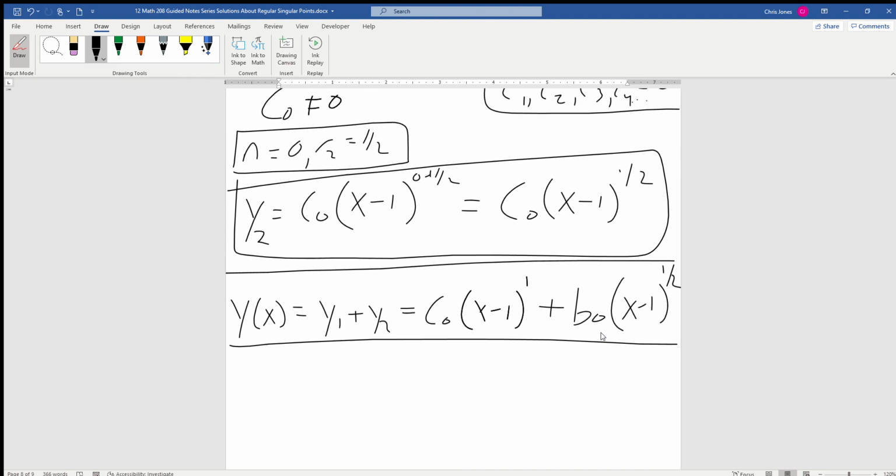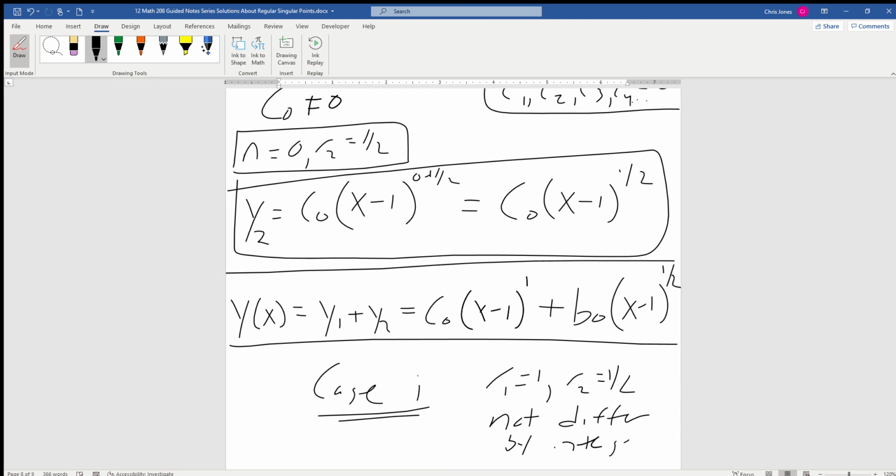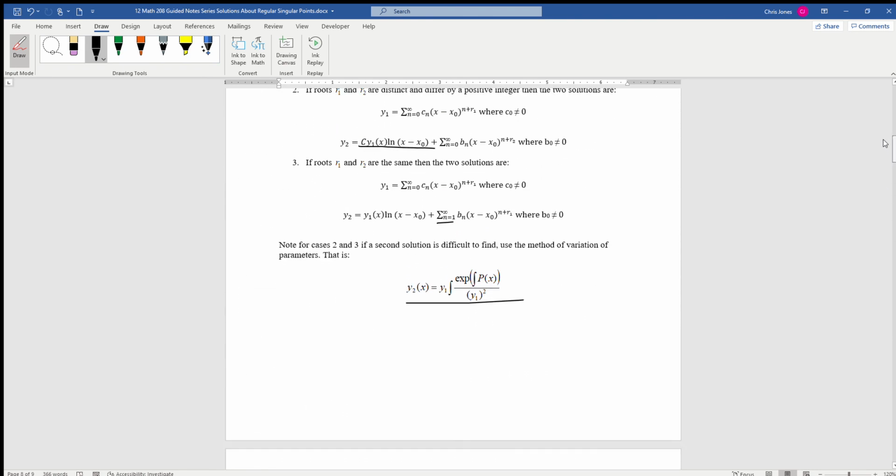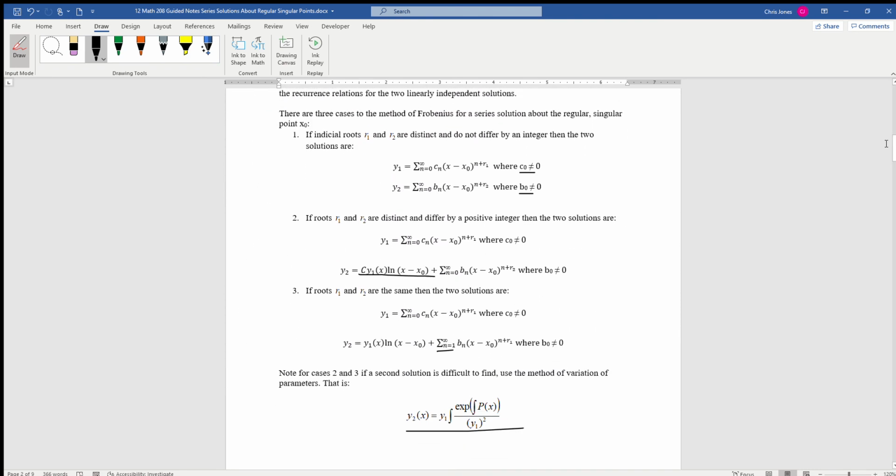And it was, by the way, a case 1. I think I forgot to mention that. Remember, R1 was 1, R2 was a half, and clearly these do not differ by an integer. All right, so that's why we had to use this case 1 all the way back up here. I did forget to mention that. But remember, if they do not differ by an integer, then we just go through and use the two cases that we're normally accustomed to.